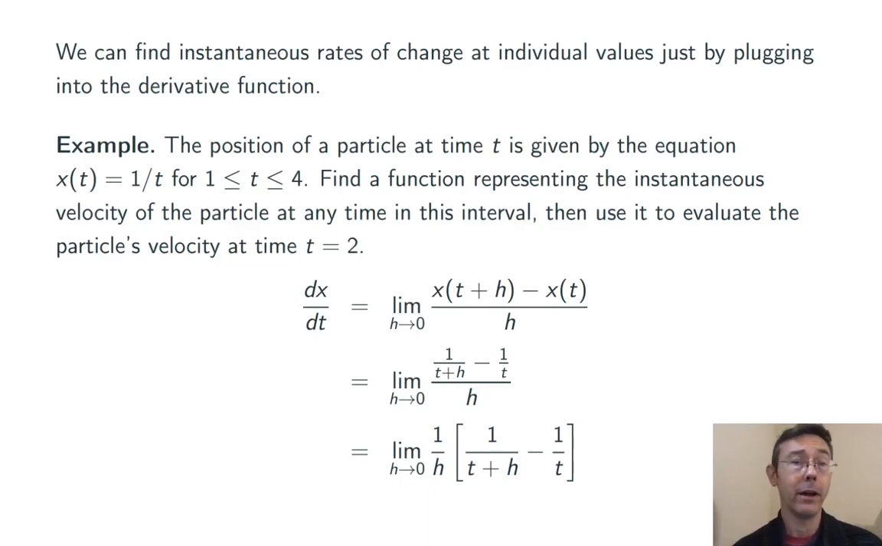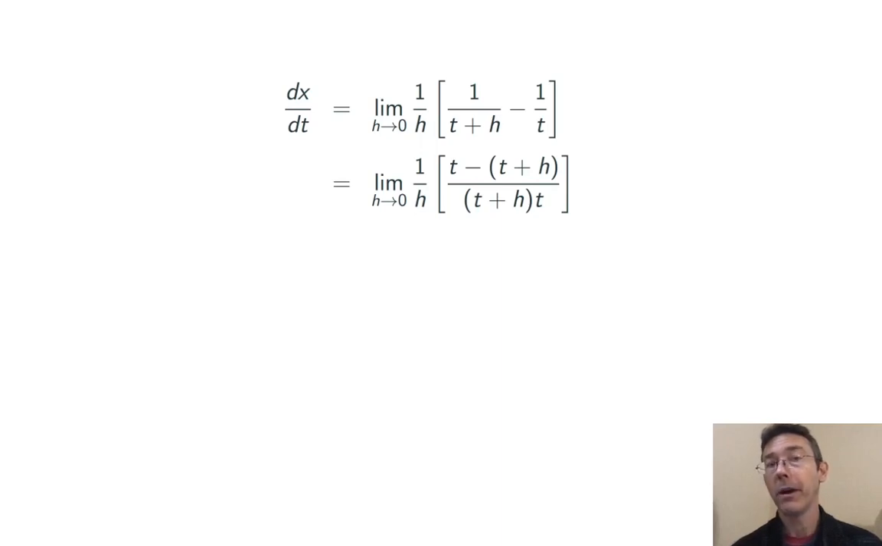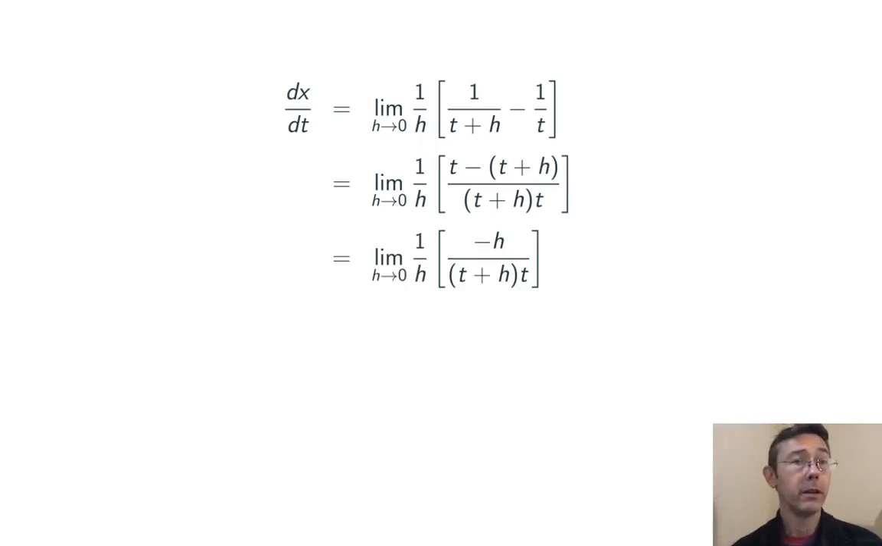So I need to cancel that 1 over h at the start of this expression. And I'm going to do that by getting a common denominator for the 1 over t plus h and the 1 over t. Essentially, here I'm cross-multiplying. So that bracket becomes t minus the quantity t plus h over t plus h times t. Distributing the negative sign and canceling the t's, I just get a negative h in the numerator. And now the h's cancel. There's no longer that factor of h in the denominator, so it's a good time to try plugging in.